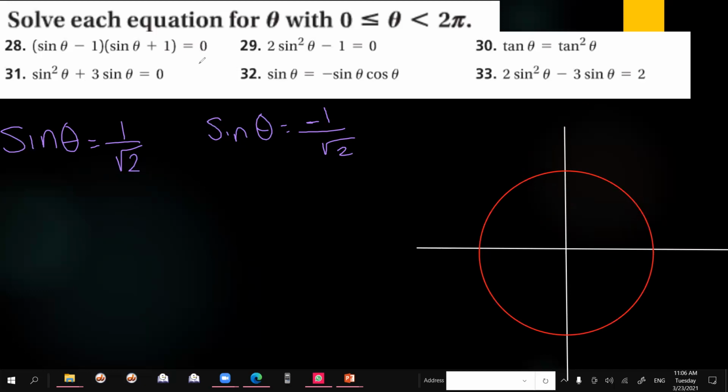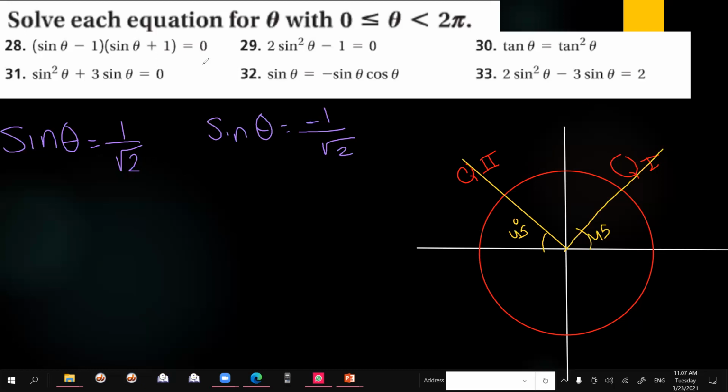Now where the angles have positive sine, it's in quadrant 1 and quadrant 2. So one of them is 45, as we said, and the other one, since it's in quadrant 2, we have to start from the negative x-axis, then rotate 45 degrees in quadrant 2. Here, it's rotated from the negative x-axis 45 degrees.